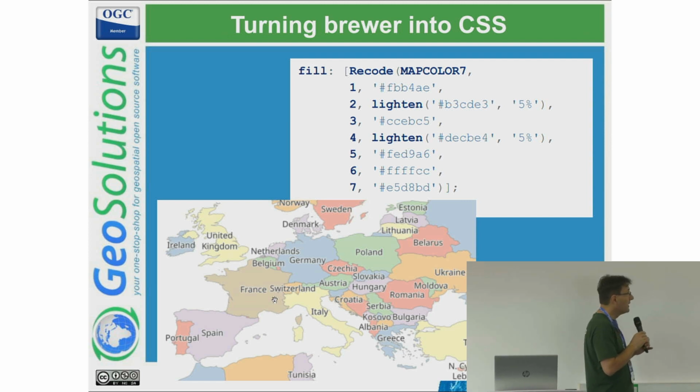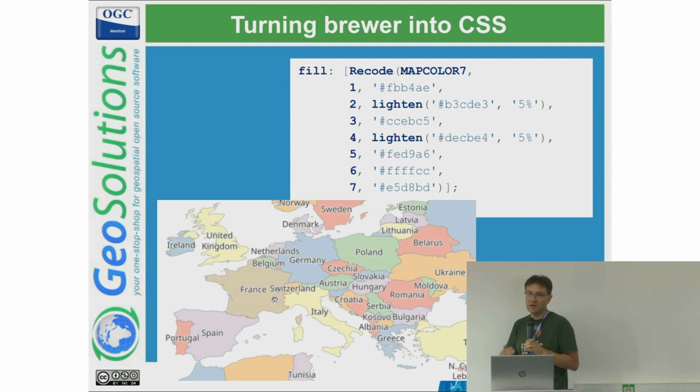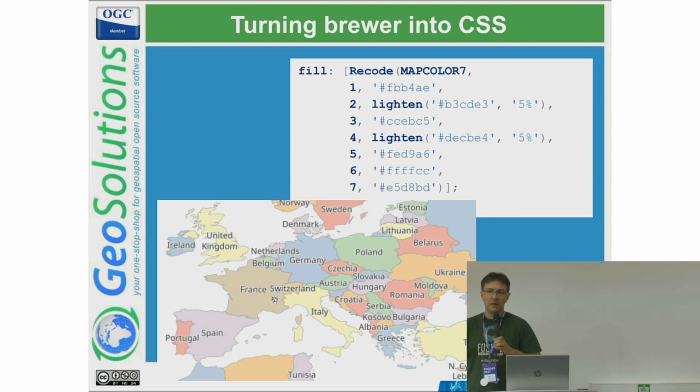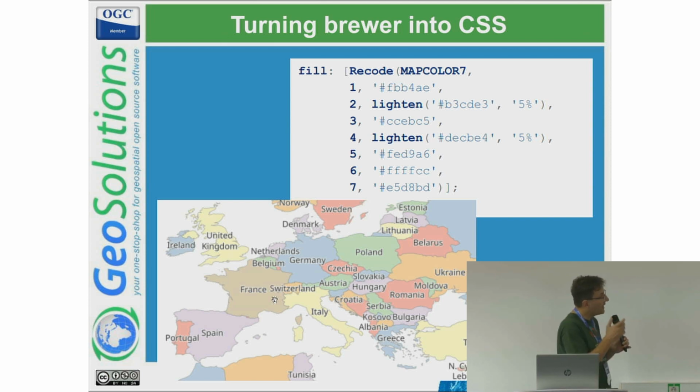I set it up and then found out that a couple of colors were still a bit too dark, in my opinion, in the overall economy, let's say, of the map. And so I, again, tweaked them a little bit to make them a little bit lighter using the lighten function.